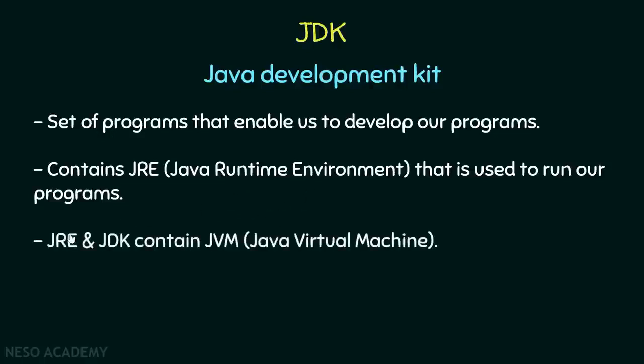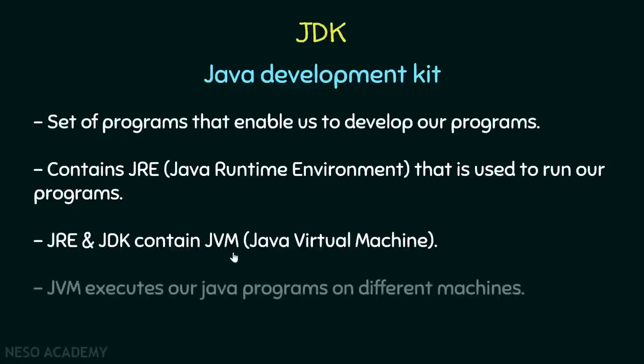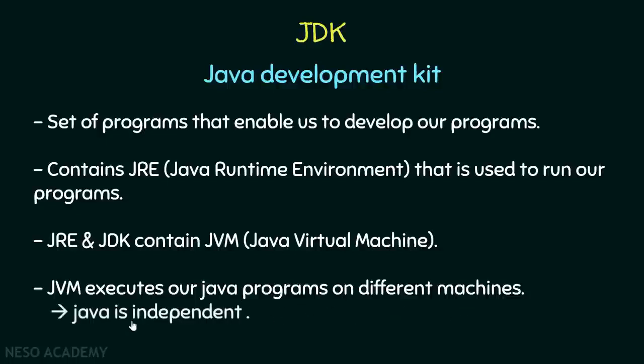Now, both the JRE and the JDK contain Java Virtual Machine or JVM. This JVM executes our Java programs on different machines. So thanks to the JVM, Java is independent. So if we write a program on a certain machine, JVM will execute that program. And if we take the same program to another machine that contains JVM, JVM will be able to execute it just fine with no problems, alright?